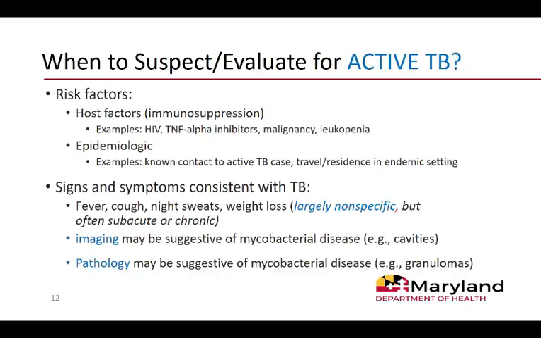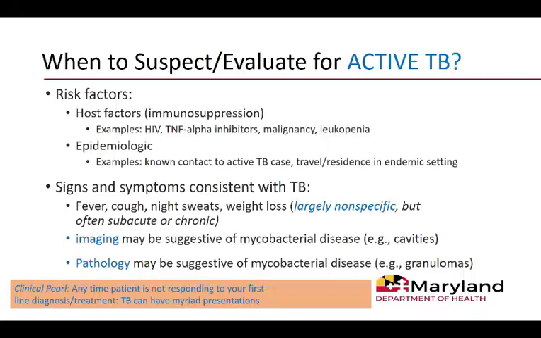So stated differently, when an individual presents with signs and symptoms consistent with TB, such as fevers, coughs, night sweats, or weight loss, factors that should help prompt clinicians to think about TB in the differential include having host risk factors or epidemiologic risk factors for TB infection. Other elements that may point a clinician towards a diagnosis of TB is the presence of characteristic imaging findings such as cavities or pathological findings such as granulomas, which often occur when mycobacterial diseases are present.